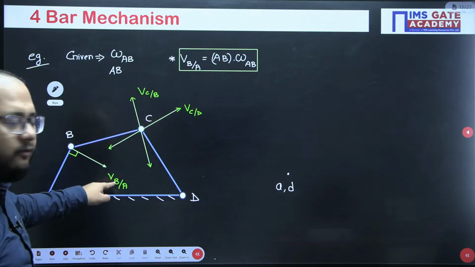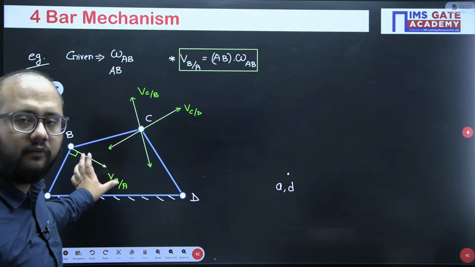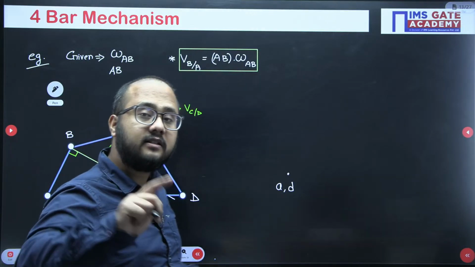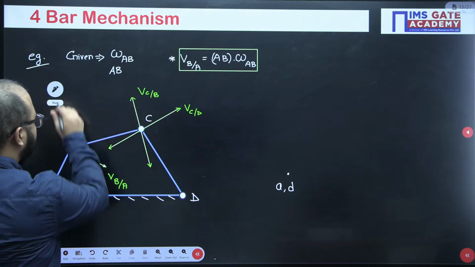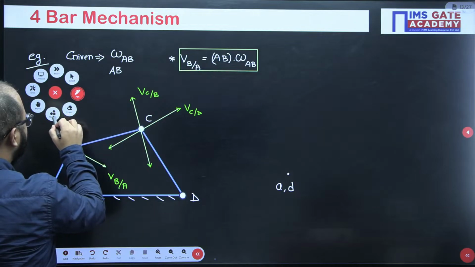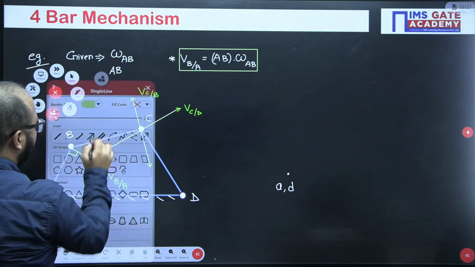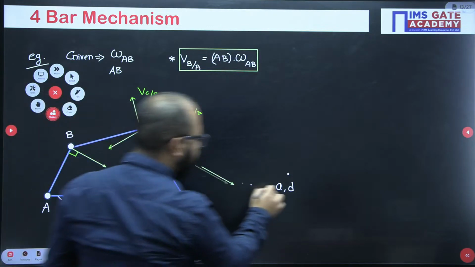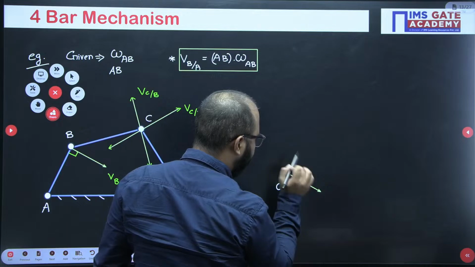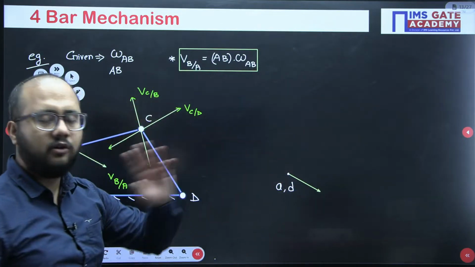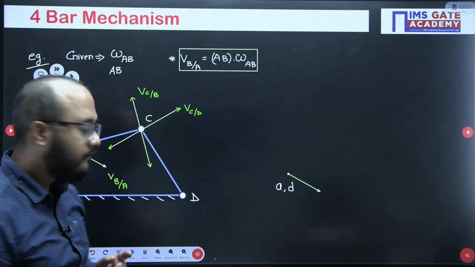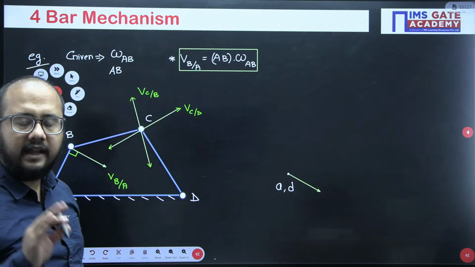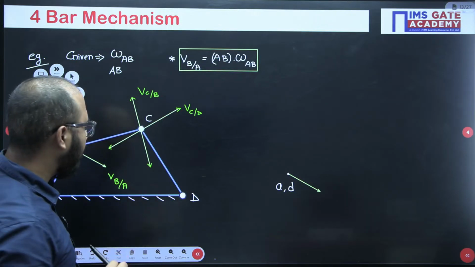Now velocity of B with respect to A, I know the direction as well as the magnitude, so I can draw this vector. What I need to do here, guys, everyone see, this vector I need to draw as it is from this point A. Make sure that the same direction you are following. Direction we have to take care of here, very important.